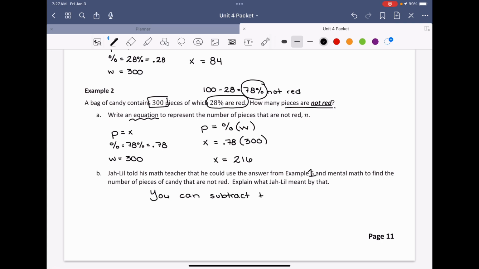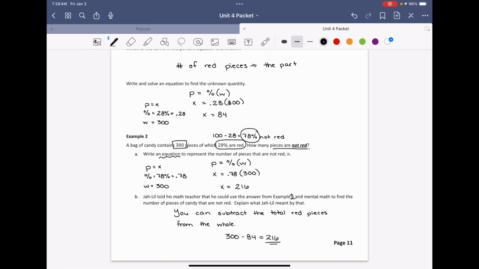Alright, so by looking at it, you can see that you can just subtract the total red pieces from the whole. Because we know the amount of red pieces in the whole, we could have just done 300 minus 84. And we should get the same thing of 216 pieces, right? But we can also use the percent formula to find that. Next page.